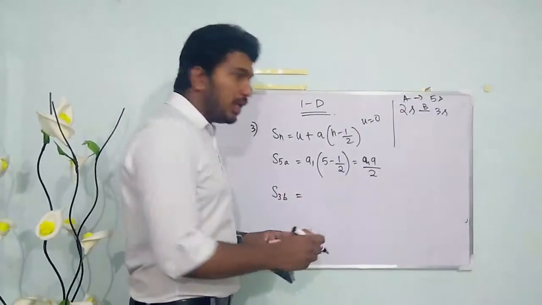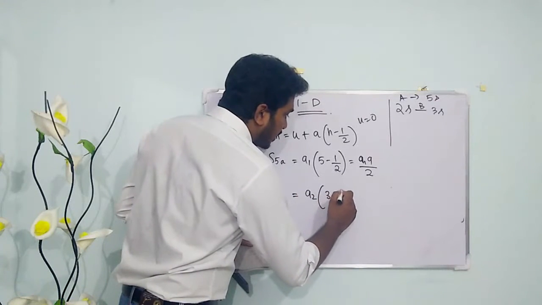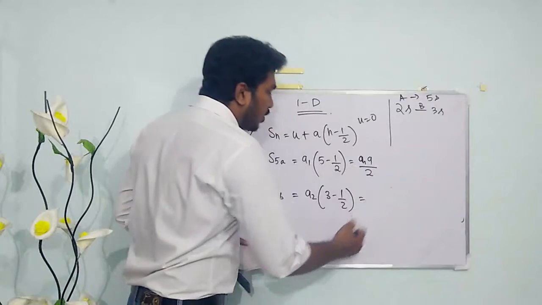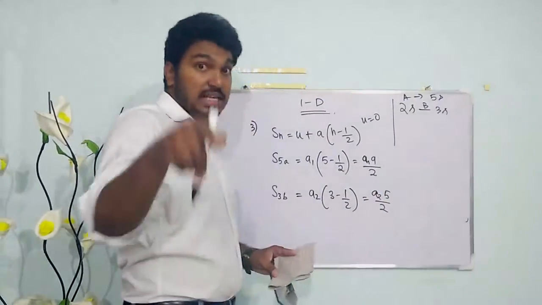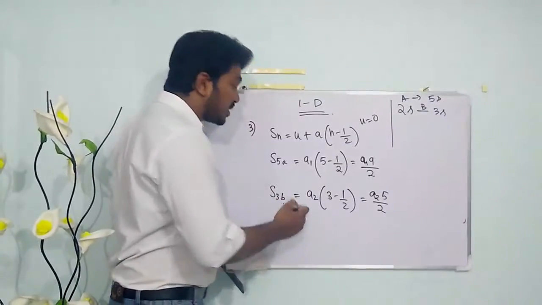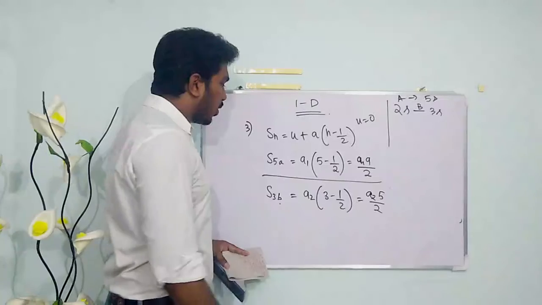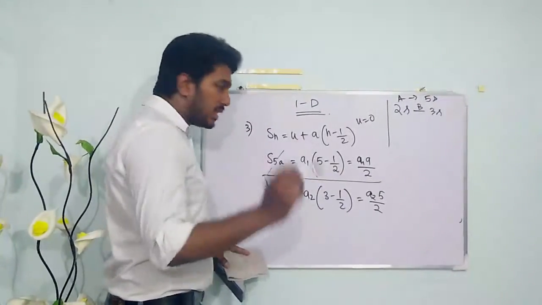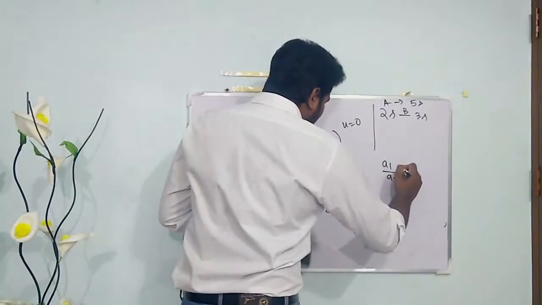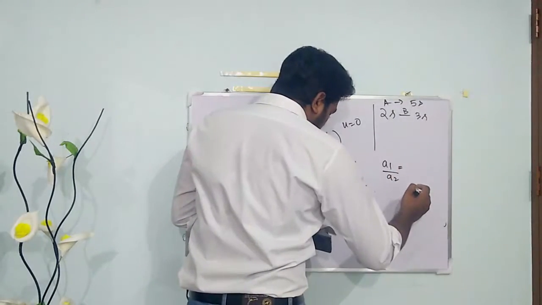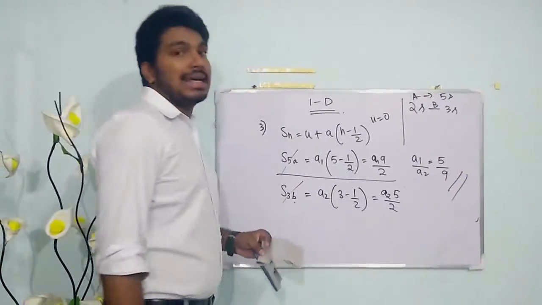So, S3B should be equal to A2 into the 3rd second, right? (5, 3 minus 1 by 2), that will be A2 into 5 by 2. Now they are saying that this distance and this distance are equal. So take the ratio. This and this get cancelled out. So you're getting A1 by A2 equal to 5 by 9. And that is option A.